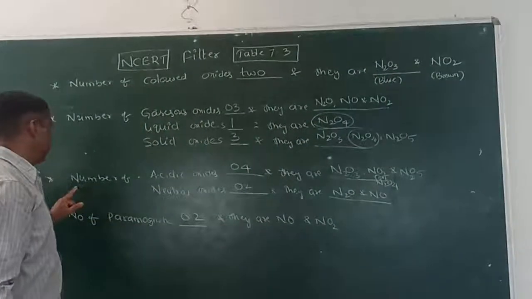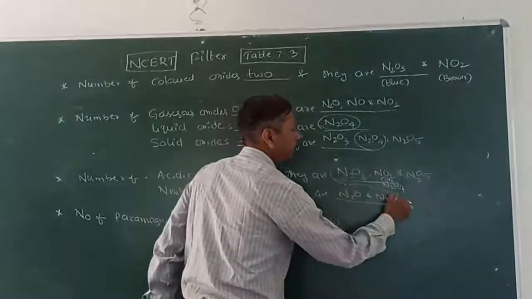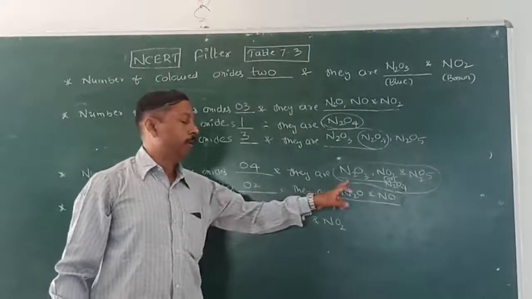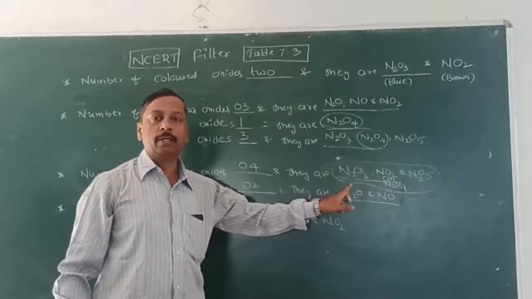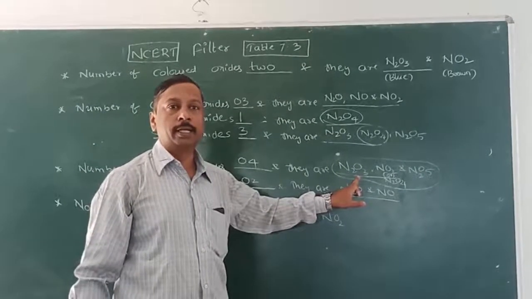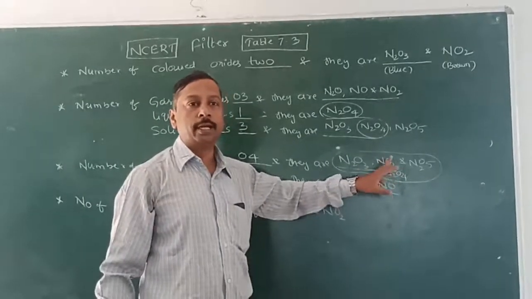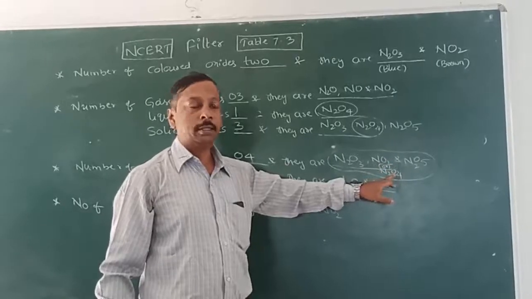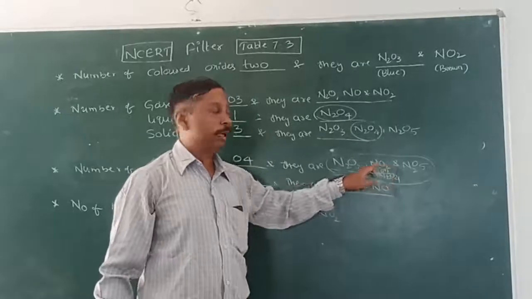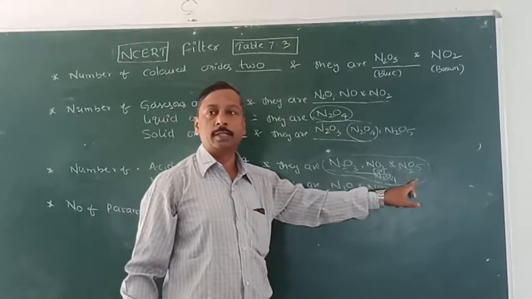Okay. Next, the number of acidic oxides and neutral oxides. See here, why are they called acidic oxides? Just because when you add water to them, they will give you acids. So N2O3 when added with water will give you nitrous acid. And N2O4 when added with water gives a mixture of nitrous acid and nitric acid. So this is a mixed oxide of nitrous acid and nitric acid. N2O3 is only nitrous acid's acidic anhydride. This is nitric acid's acidic anhydride.